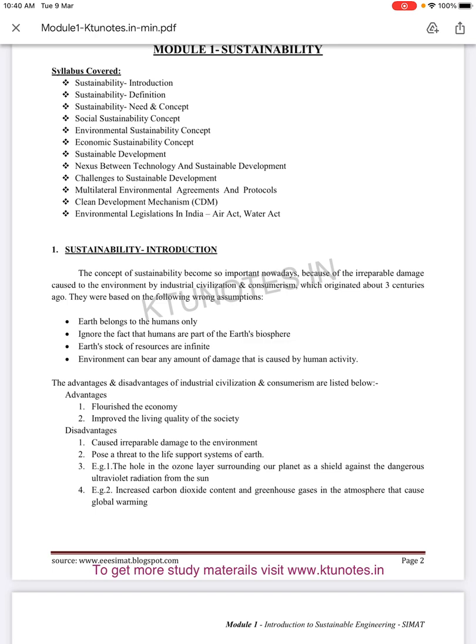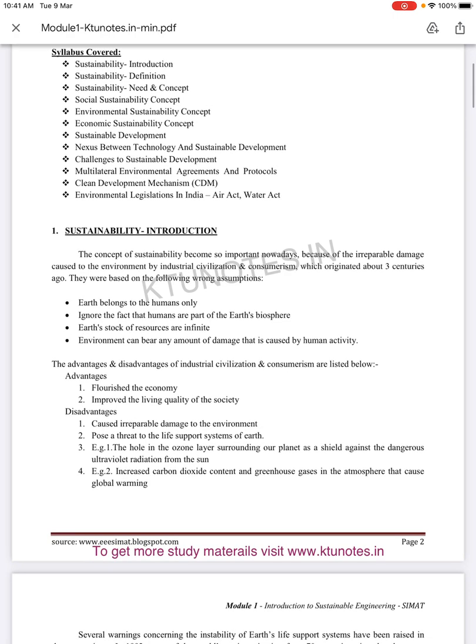So, in the first module, we discuss the definition of sustainability. The basic definition of sustainability is meeting the needs of the present generation and providing a safe and healthy environment for the future generation also. The concept of sustainability has become so important nowadays because of the irreparable damage caused to the environment by industrial civilization.